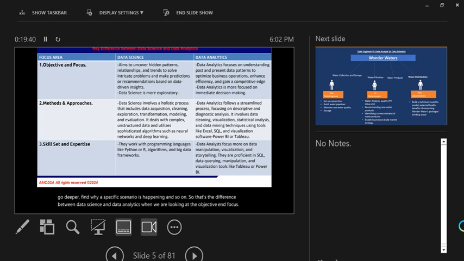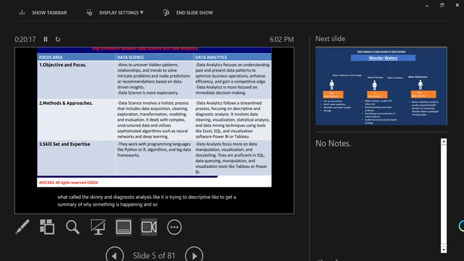In terms of methods and approaches, data analytics mostly follows a very streamlined process. And this process mostly focuses on what we call descriptive and diagnostic analysis, like trying to get a summary of why something is happening and so on. And it involves data cleaning, which we have seen. Visualization. Visualization is part of just communication.